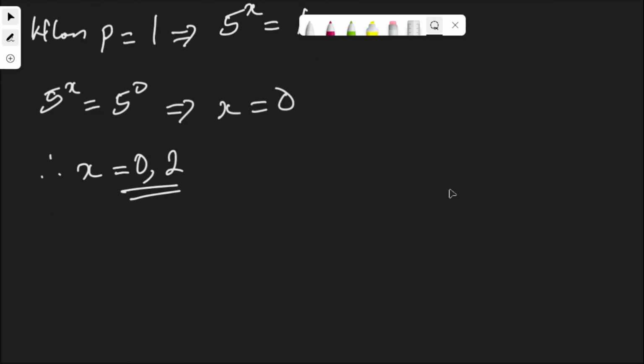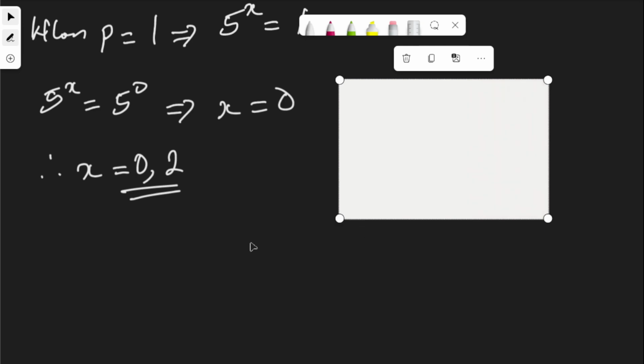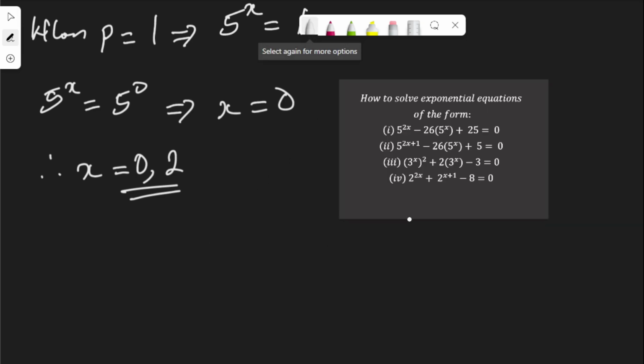Question 2. Let's continue here. Question 2: 5 to the power of 2x plus 1 minus 26 bracket 5 to the power of x plus 5 equal to 0. Let me write it here.